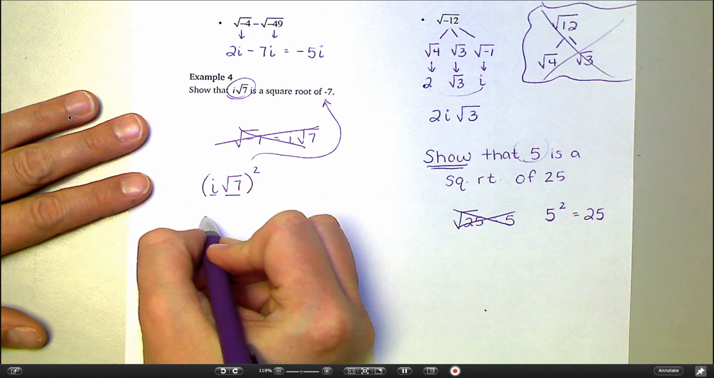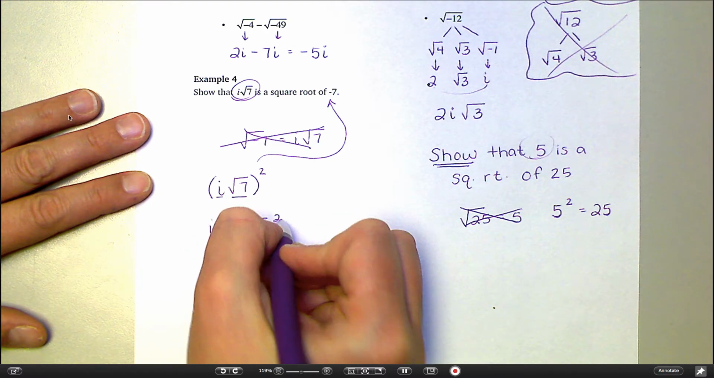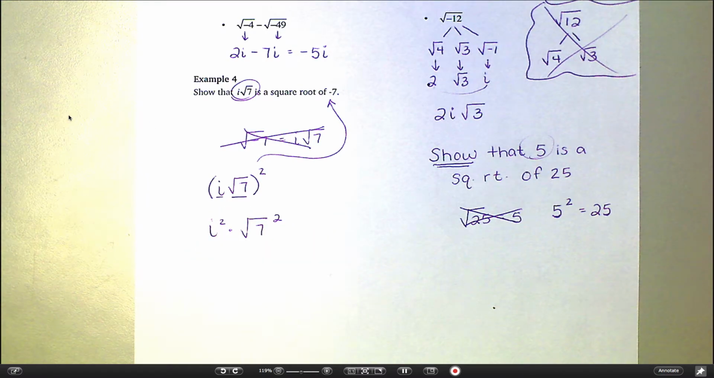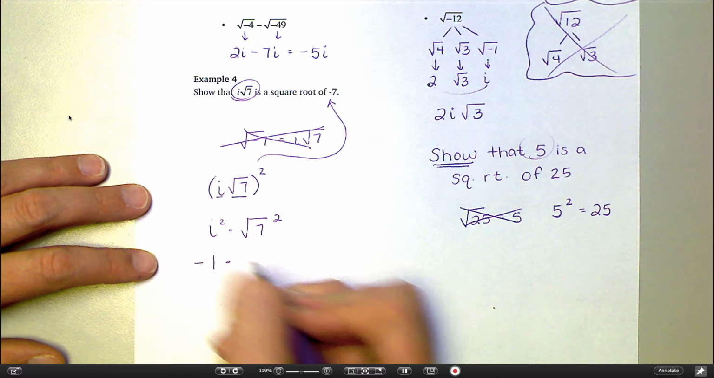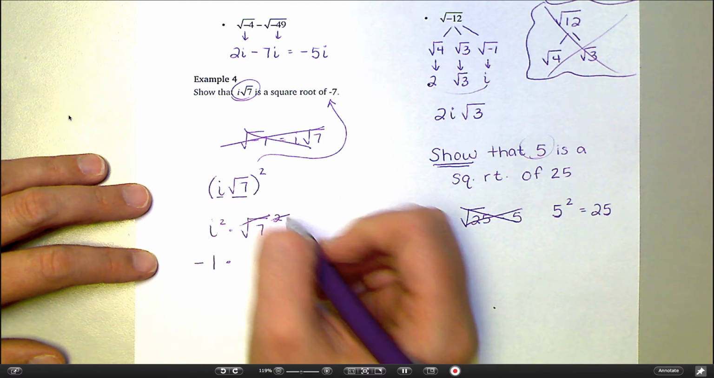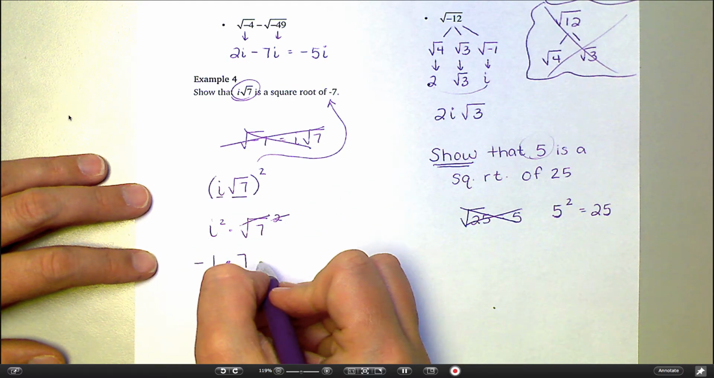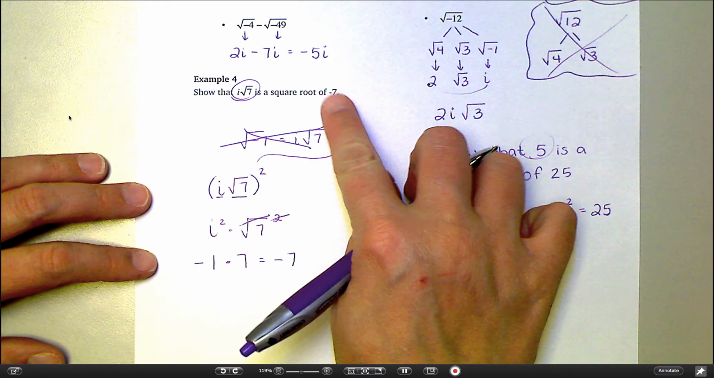Now, when I square something like this, I have to square both pieces. So I'm going to get i squared times the square root of 7 squared, okay? i squared, we already talked about, is equal to -1. And then square root of 7 squared, cancel, cancel, and you're left with just 7. And -1 times 7 is -7, which is what you wanted to show, right?